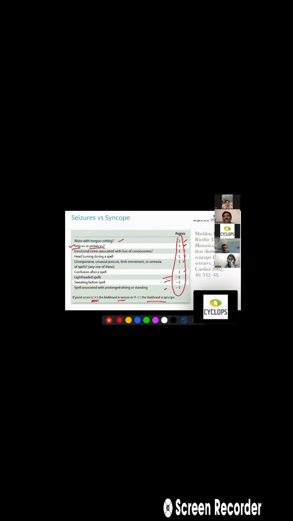Emotional stress associated with the loss of consciousness goes in favor of a seizure. If somebody notices that there has been a head turning during a spell, that also goes in favor of a seizure.